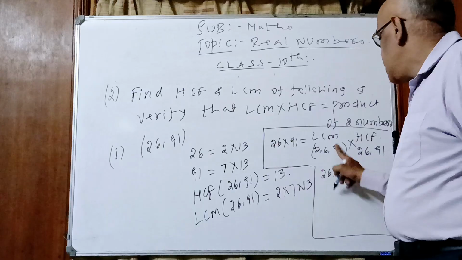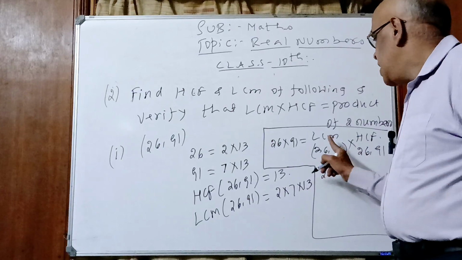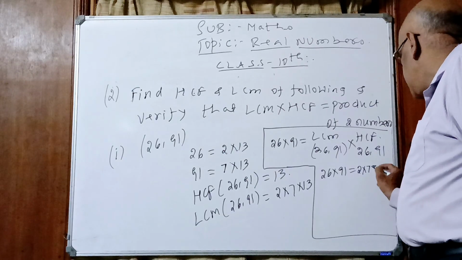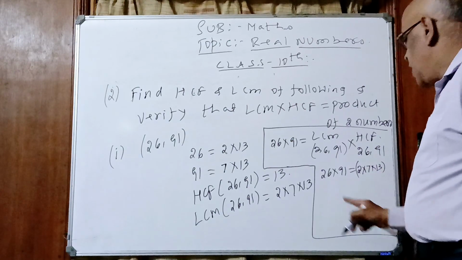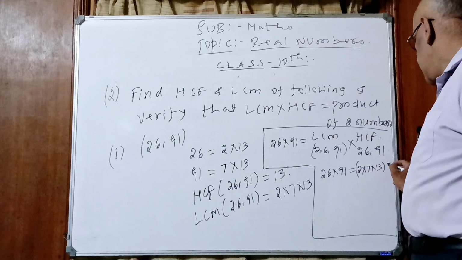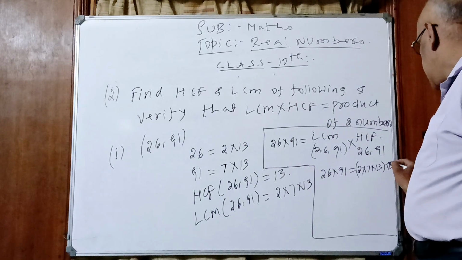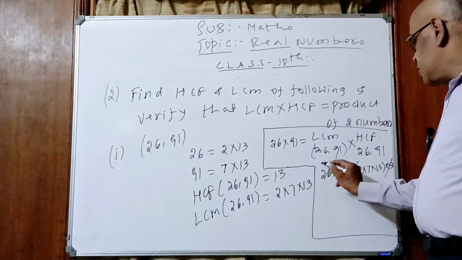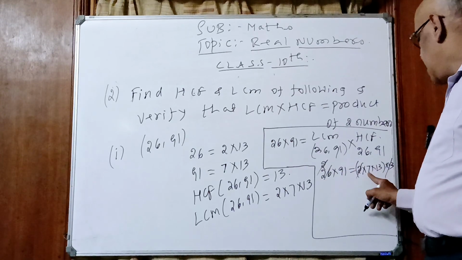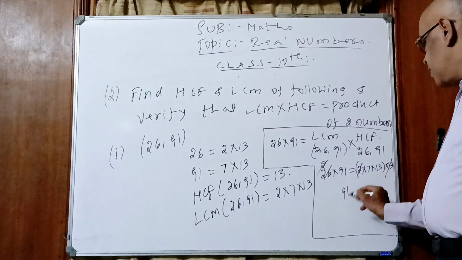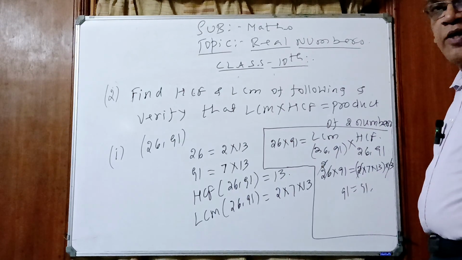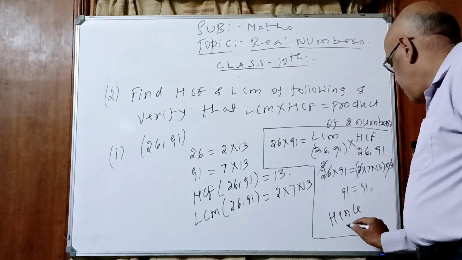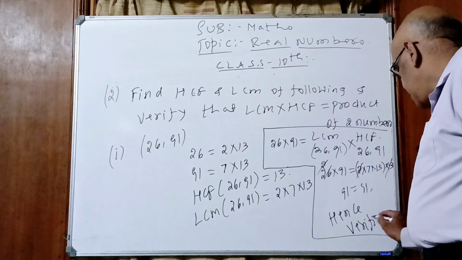What is LCM of 26 comma 91? LCM is 2 into 7 into 13. What is the HCF, children? HCF is again 13 into 30. Yes or no? 13 ones are 13, twos are 2 cancel. 13 sevens are 91. So LHS is equal to RHS. Yes or no? Hence proved. Hence verified. Easy or not, children?